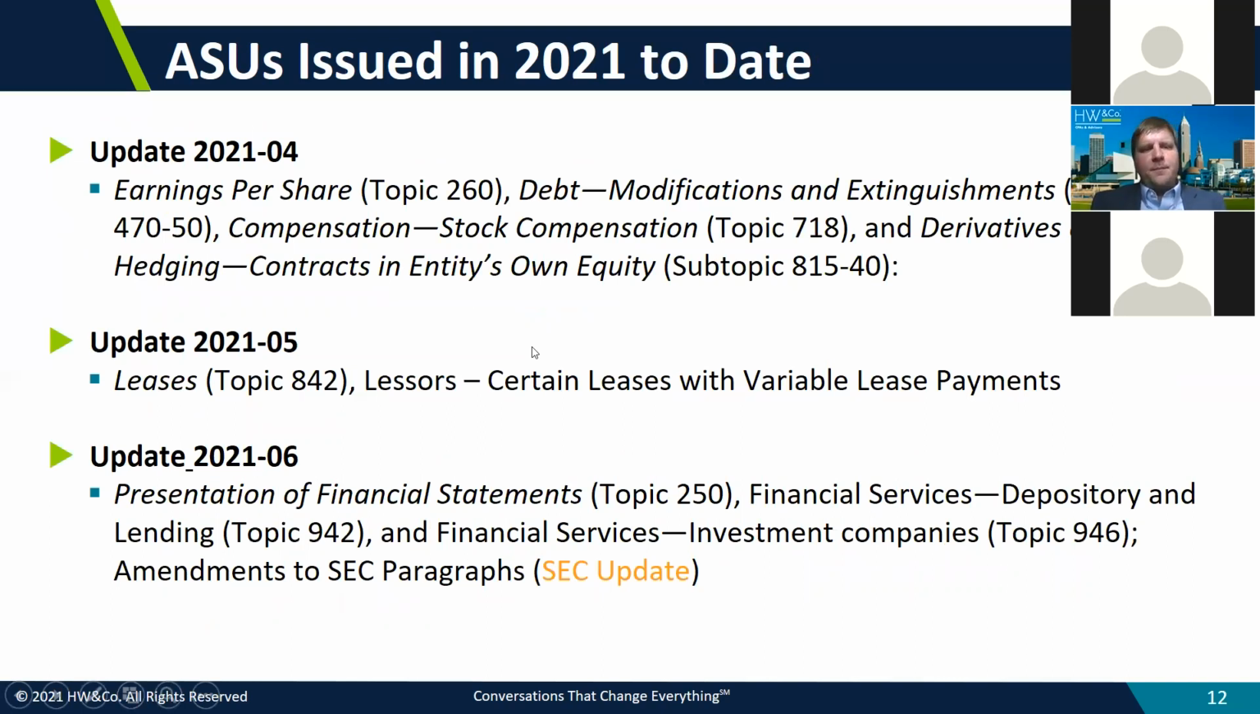And then update 2021-04, that's the earnings per share. That's a for-profit standard, so we're not going to touch on that. And then update 2021-05 on leases.